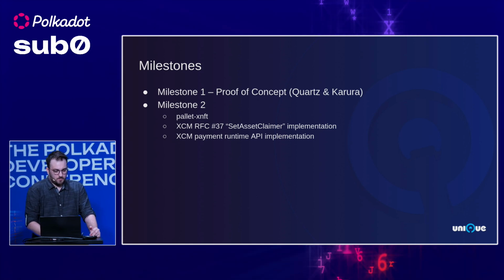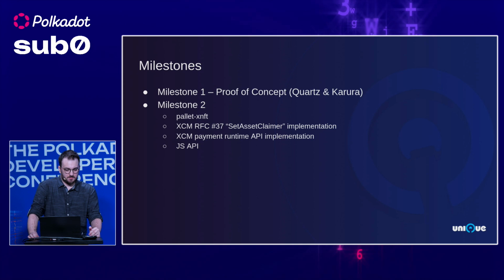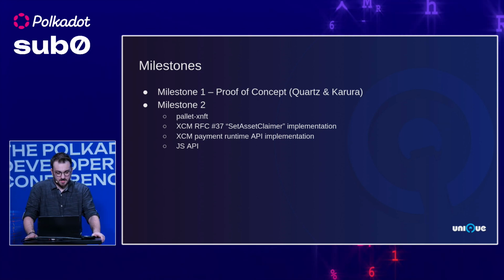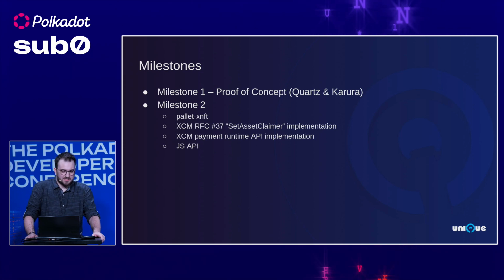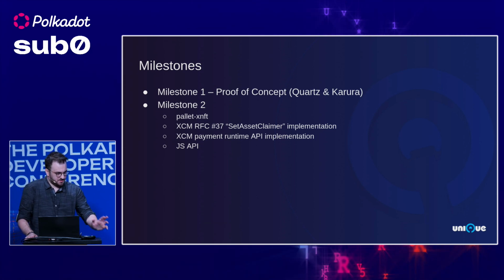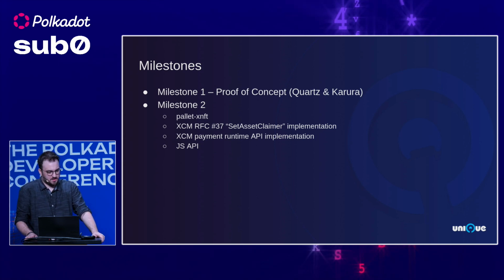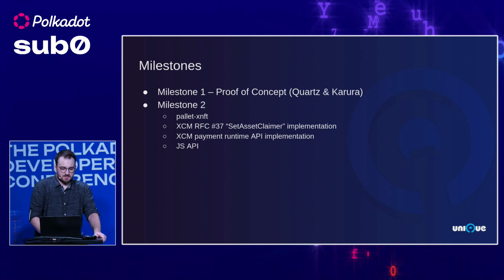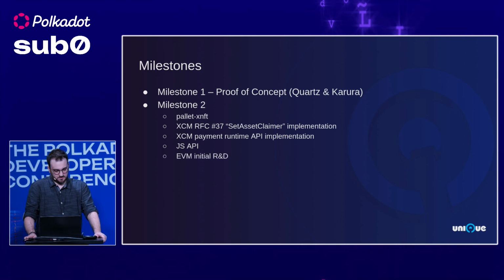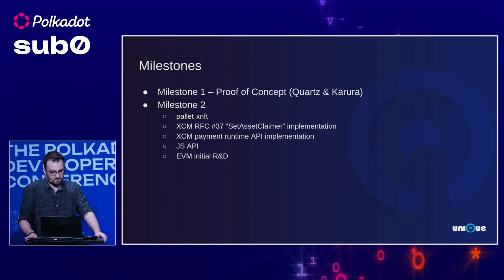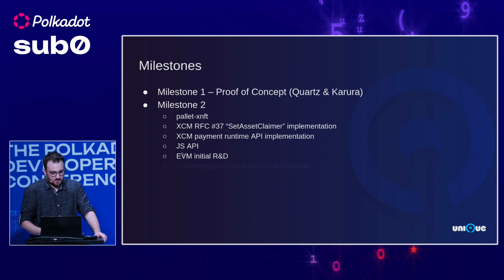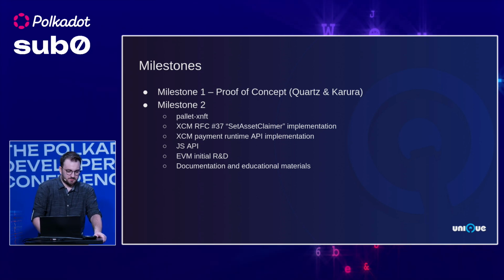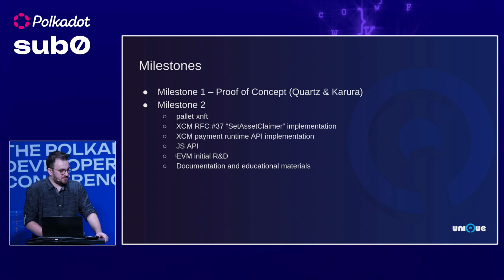Also, we will implement a JavaScript API for all the previous things to make the lives of wallet developers and other front-end guys easier. It is not necessary to build a new library. We could augment an existing one, for instance, the asset transfer API developed by Parity. Also, during these milestones, we have already started the initial R&D process of adapting the XCM NFT to EVM. And finally, there will be documentation and educational materials for all the things discussed. So that's milestone 2.